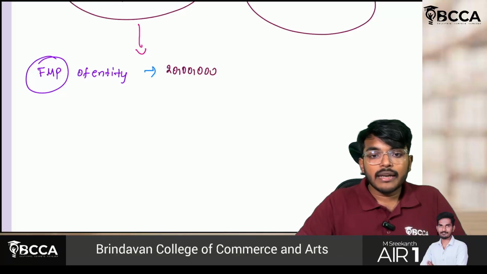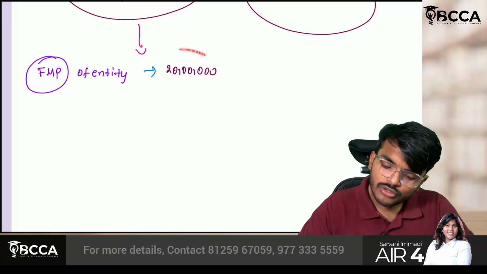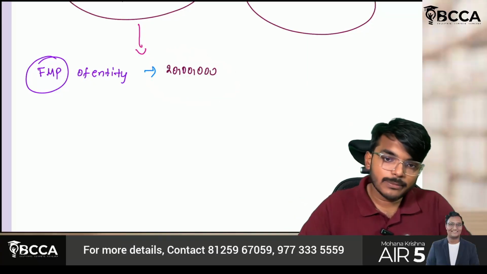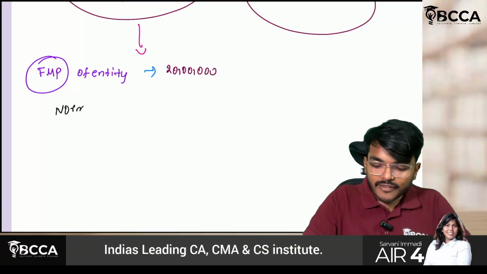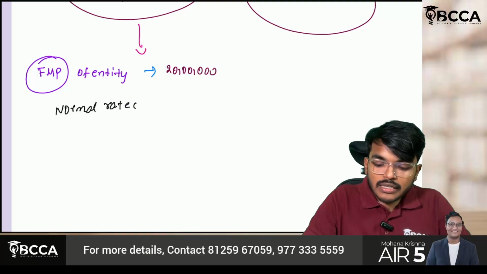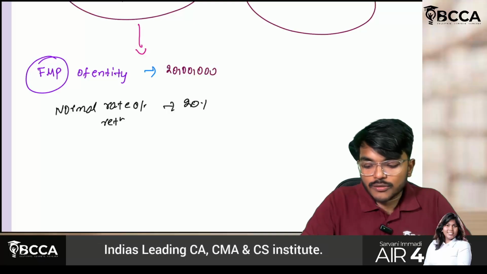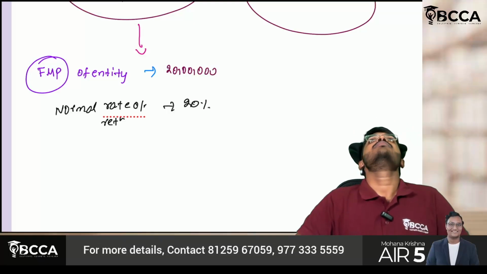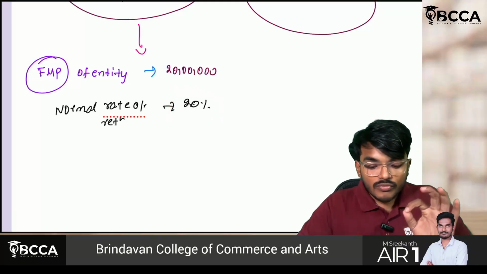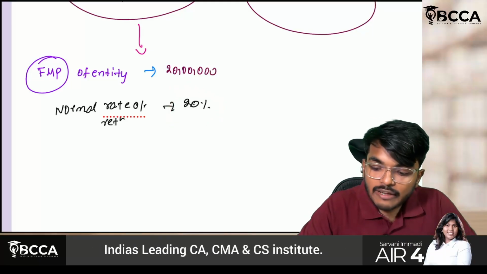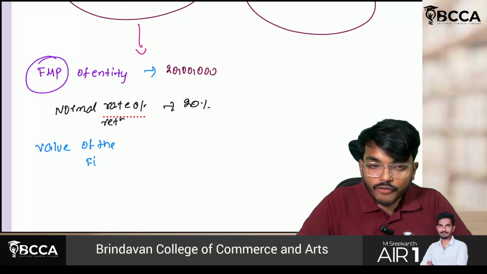Sir, how much is the future maintainable profit of the entity? It is 20 lakh rupees, Baba. Okay, sir, we have understood this 20 lakh is the future maintainable profit of the entity. And in the question they have given the normal rate of return as 20%. Now you have to find out the value of the firm.